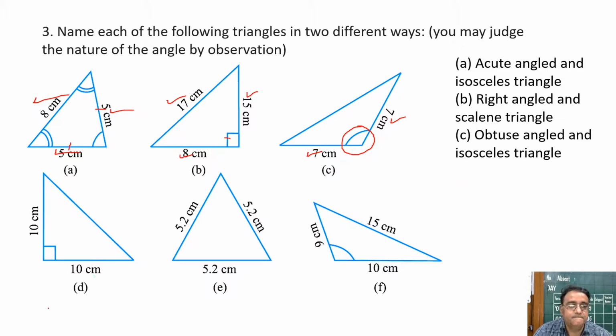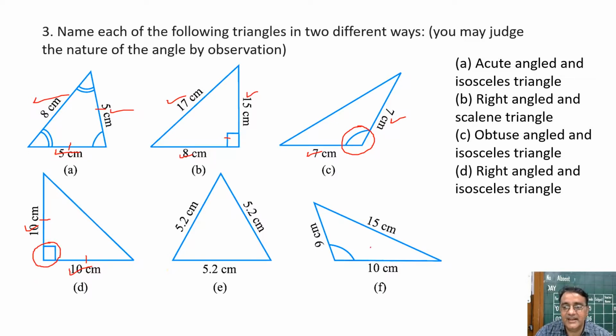Now the next question, two sides are equal, 10 and 10 centimeter, these two are equal. So isosceles, and one angle is 90 degree. So right angle and isosceles triangle. And in this triangle, all three sides are equal, 5.2 centimeter. And each angle is less than 90 degree. So acute angle and equilateral triangle.